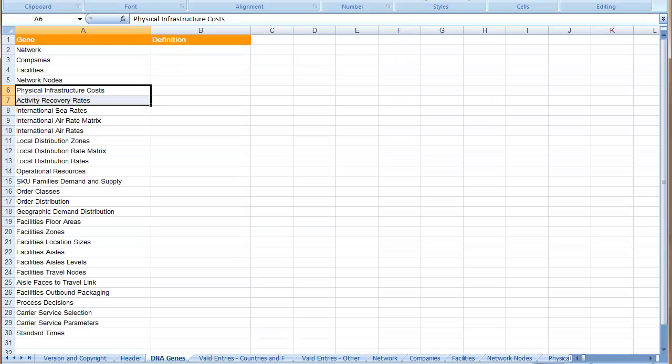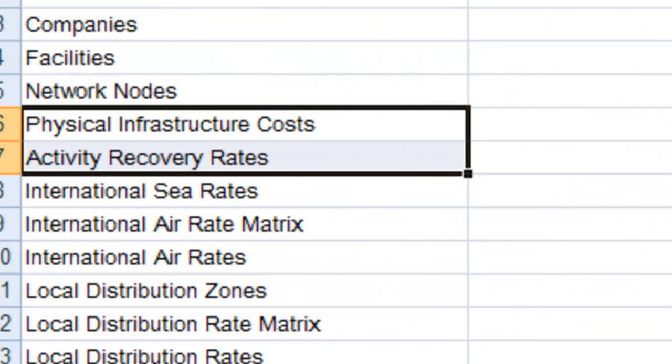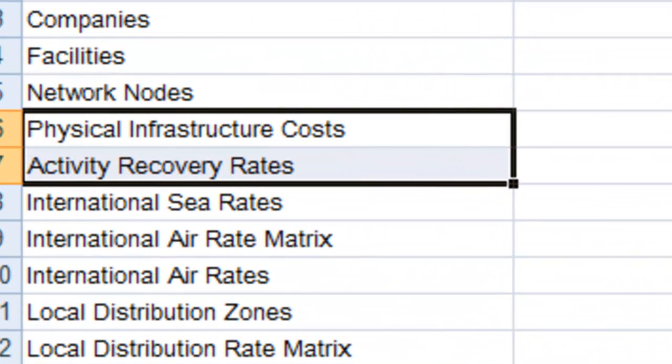The physical infrastructure costs and activity recovery rates genes represent the logistics costs in your network. You maintain the physical infrastructure cost for a node if the logistics activities are insourced, and activity recovery rates if it is outsourced. You can maintain both for the node if you want to compare the 2 options for the node.